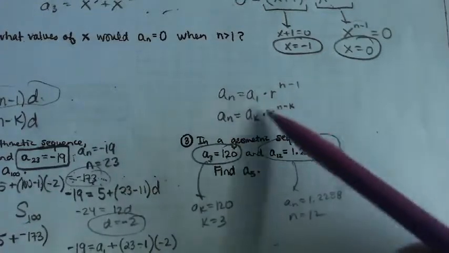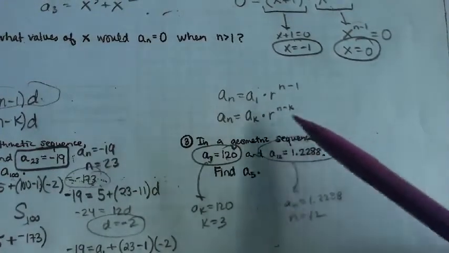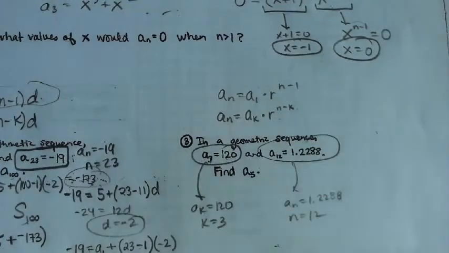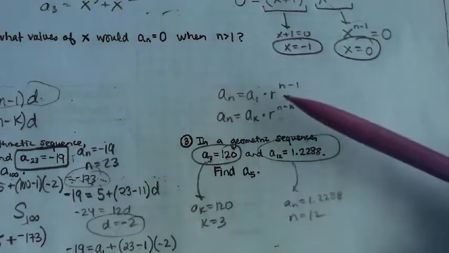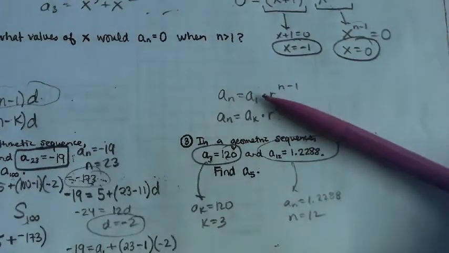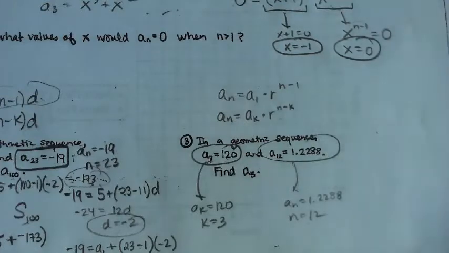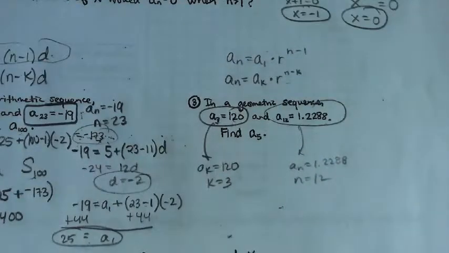So we would do all that, plug all that in, which would allow us to find r, which would allow us to go back here and find a sub 1, which would then allow us to find a sub 5. And then you could be asked for the series through 5 terms. Can you follow that?